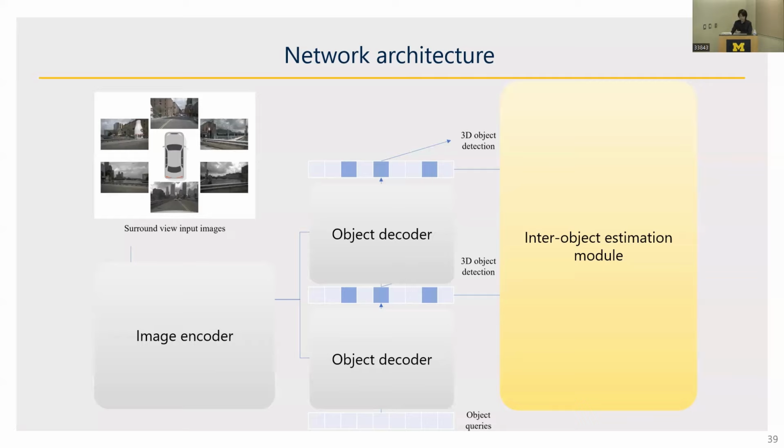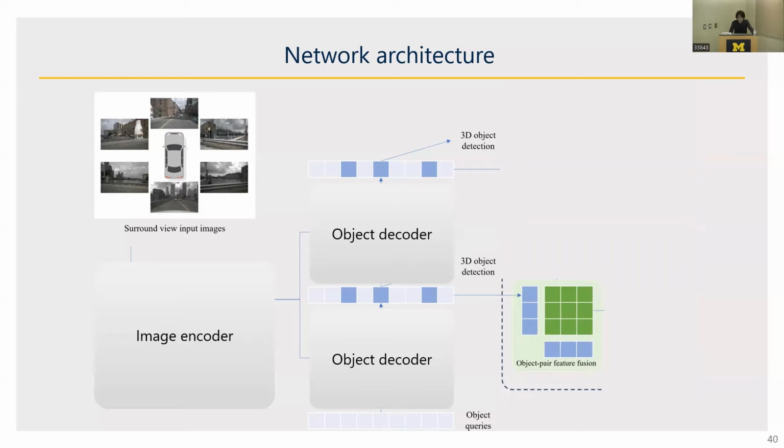Here we only show two layers of the object decoder, but in practice, there could be more, for example, 5 to 6 layers. The inter-object estimation module takes the object queries as input features and estimates the inter-object targets. And this is the main contribution of this work. Specifically, at each layer, the object queries with high classification scores, these dark blue ones, are more likely to be objects as estimated by the network. These queries are taken out to generate object pair features. These features are then used to regress the inter-object targets through MLPs. Then the object pair features go through a refinement module and are passed to the next layer.